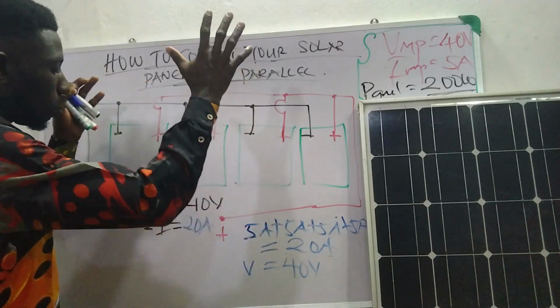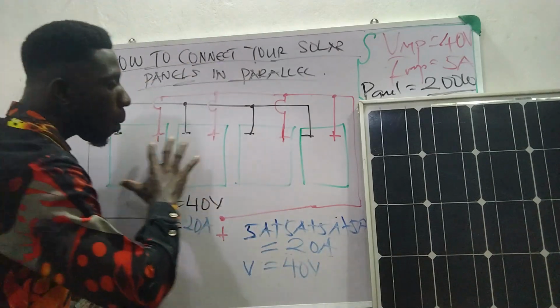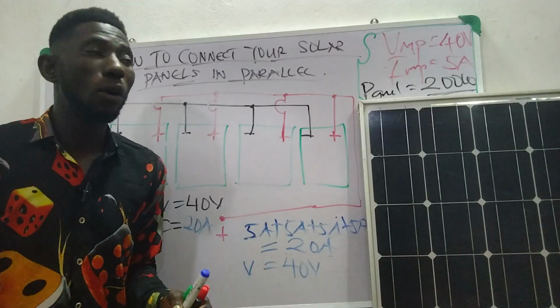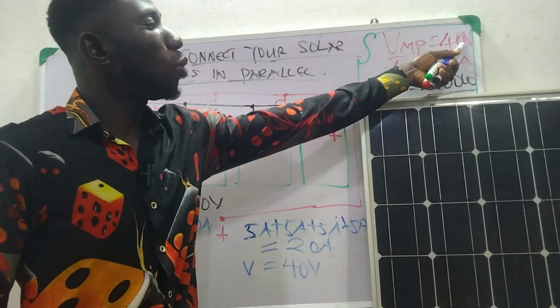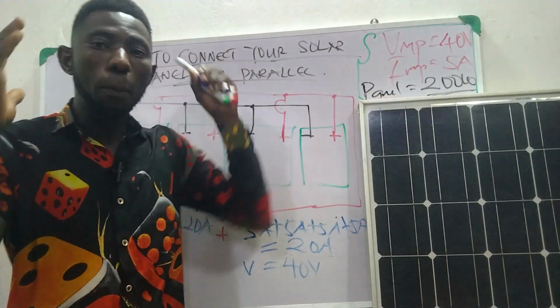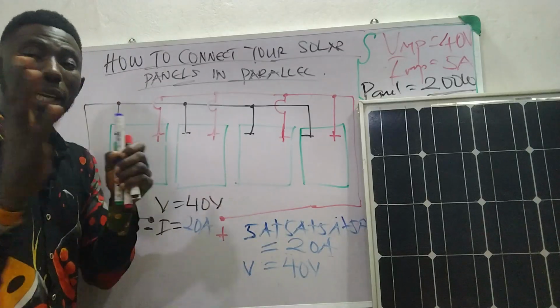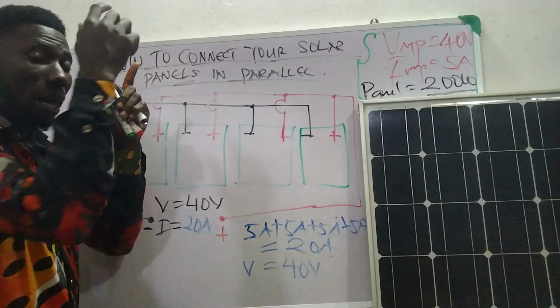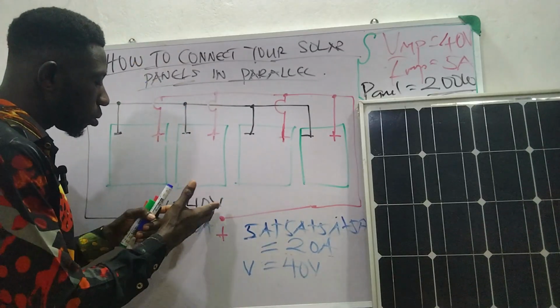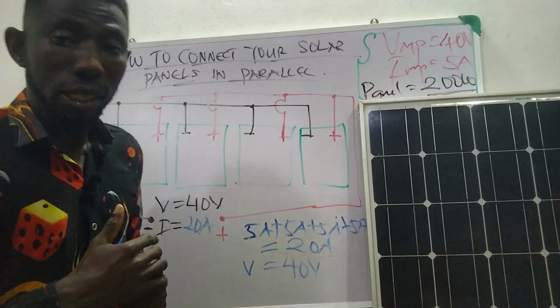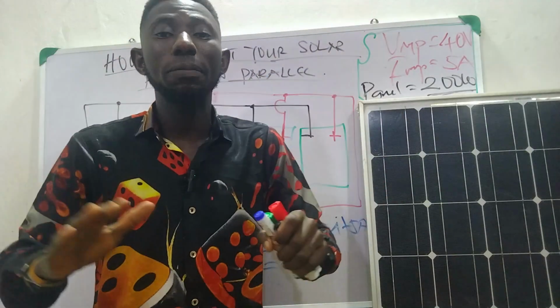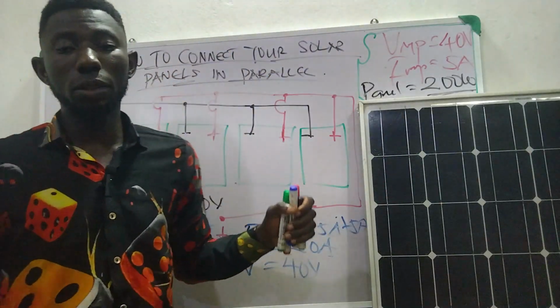But here now we have connected 4 solar panels of 200 watts, 40 volts, 5 amps in parallel, and it gives us what? After connection, it gives us 20 amps, and our voltage is what? 40 volts. Remember, voltage does not change. Voltage remains the same under parallel connection.